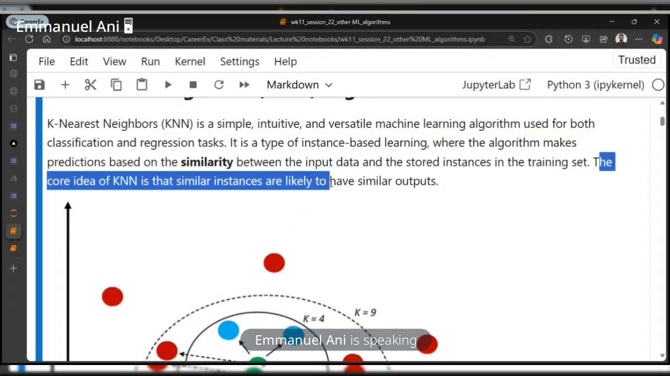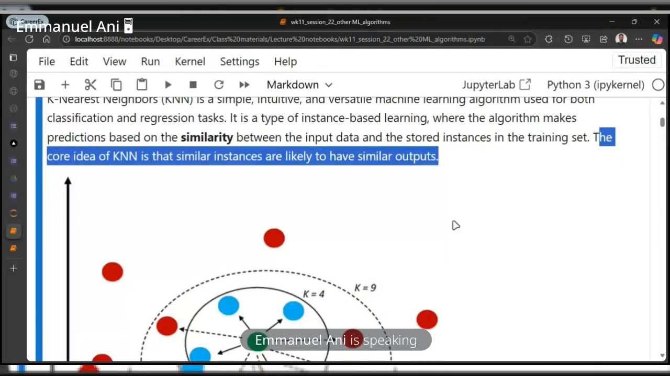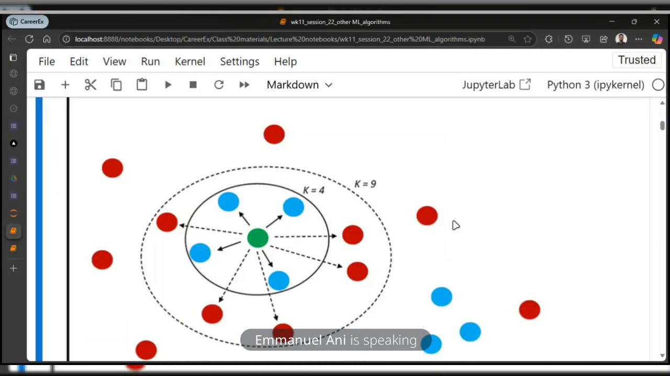similar outputs are likely to have similar inputs. So let me just start with this. Whenever you hear of KNN, what should come to your mind is that birds of the same feather flock together. All right. Whenever you hear KNN, what should come to your mind is birds of the same feather flock together. That is the core idea of KNN.